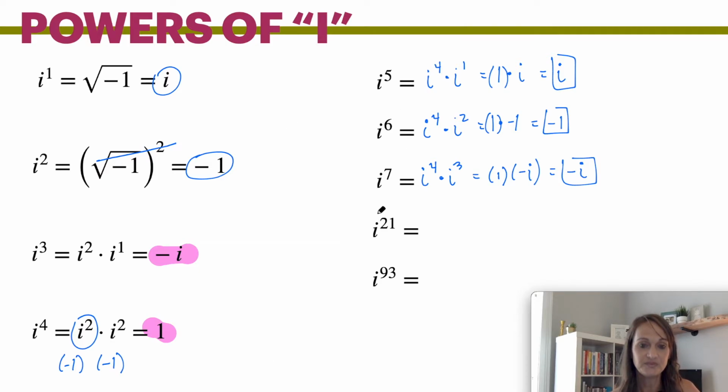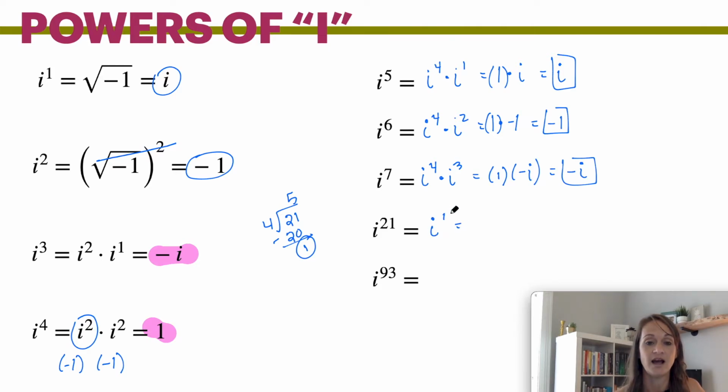So if we were to divide 21 by 4, 4 goes into 21 perfectly 5 times, and your remainder becomes your power of i in order to find it. And so i to the 1 is just i. So i to the 21st is the exact same answer as i to the 1st.